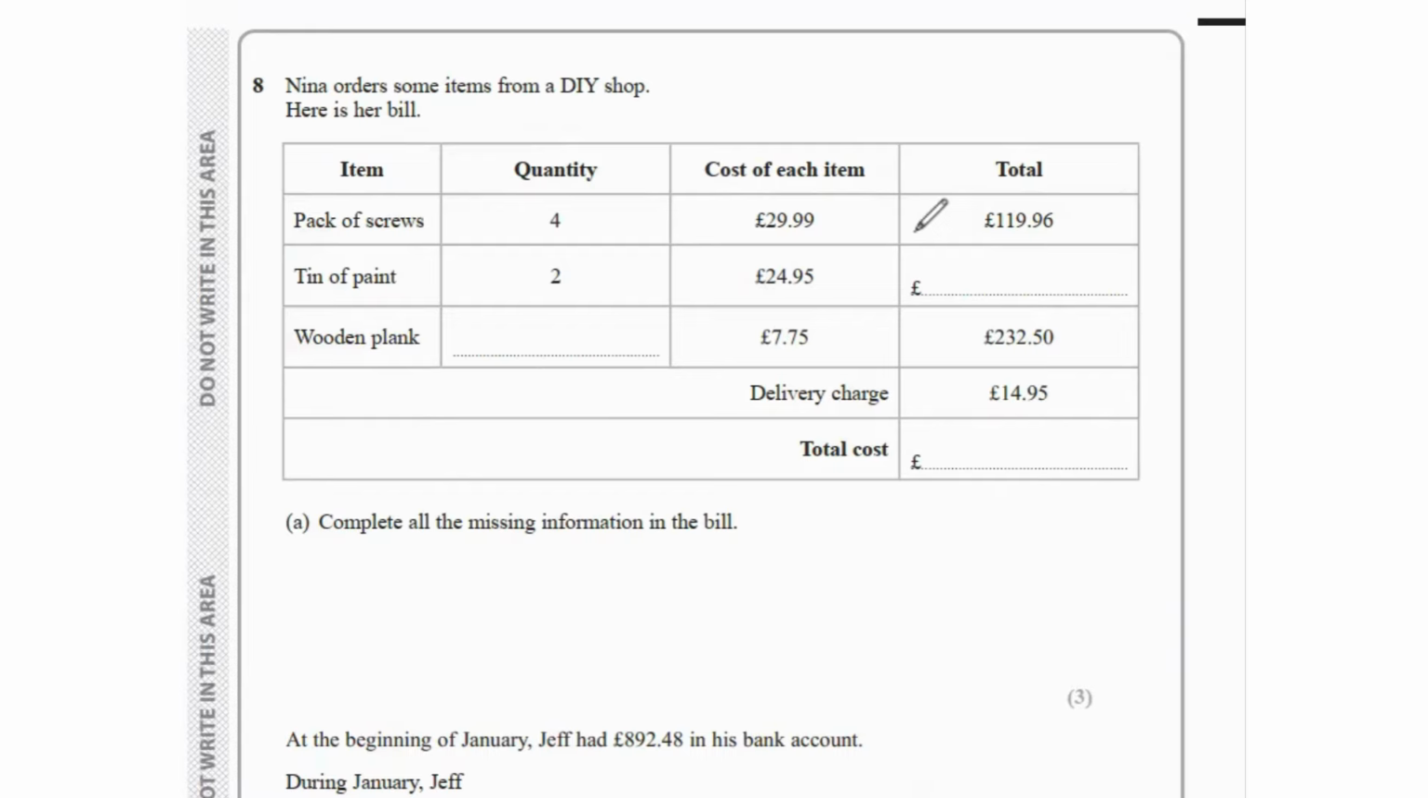So for the total, we do 2 times 24.95. That's going to be 49.9. Then we have the cost of each wooden plank. We have the total amount he paid. So we need to find the quantity of the wooden planks. So we divide 232.5 by 7.75. That's going to be 30.